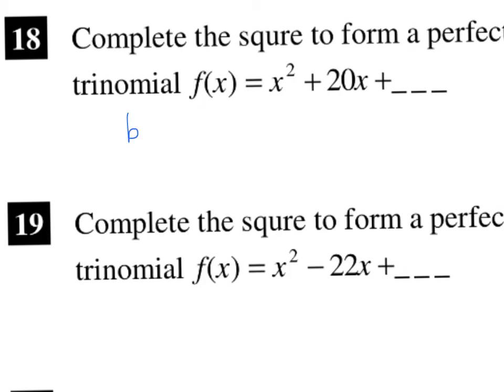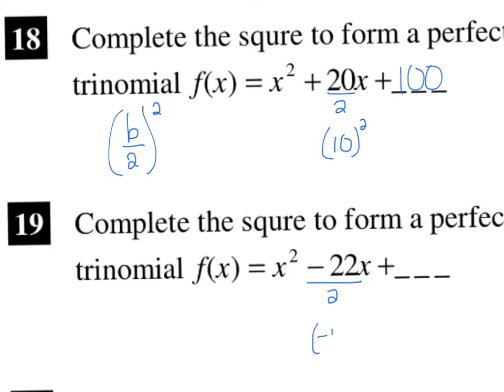To complete the square, you take b, divide it by 2, and square it. So 20 divided by 2 is 10, and 10 squared is 100. In number 19, we take negative 22 and divide it by 2. That's negative 11, and negative 11 squared is 121.